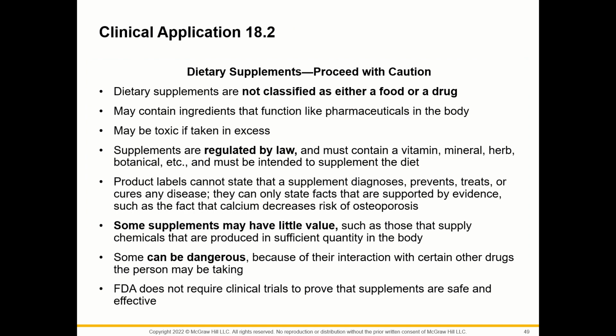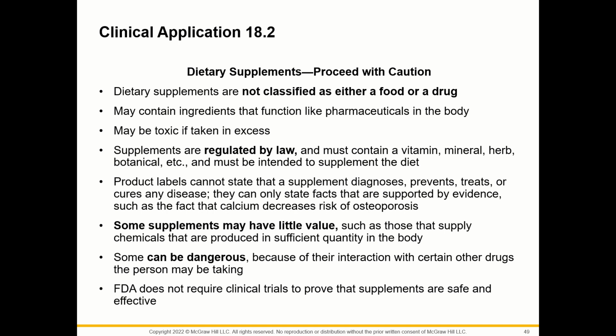Clinical application for 18.2, dietary supplements. Proceed with caution. Dietary supplements are not classified as either a food or a drug. They may contain ingredients that function like pharmaceuticals in the body, and they may be toxic if taken in excess. Supplements are regulated by law and must contain a vitamin, mineral, herb, botanical, etc., and must be intended to supplement the diet. Product labels cannot state that a supplement diagnoses, prevents, treats, or cures any disease.